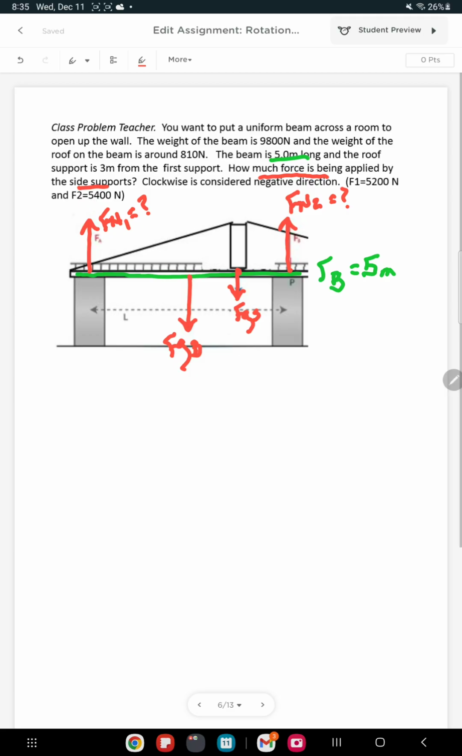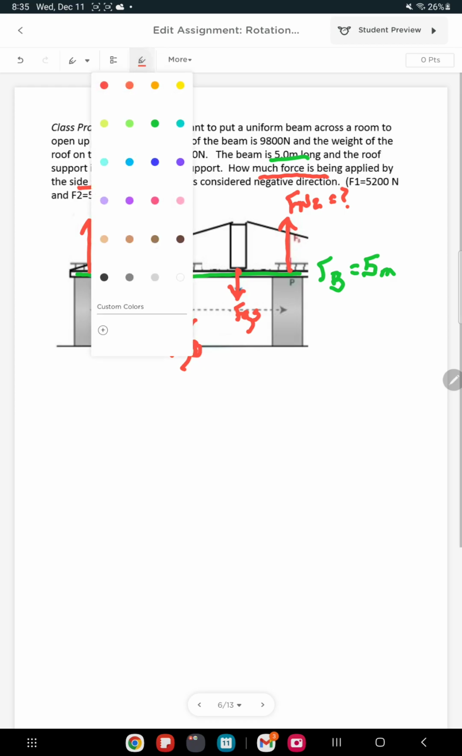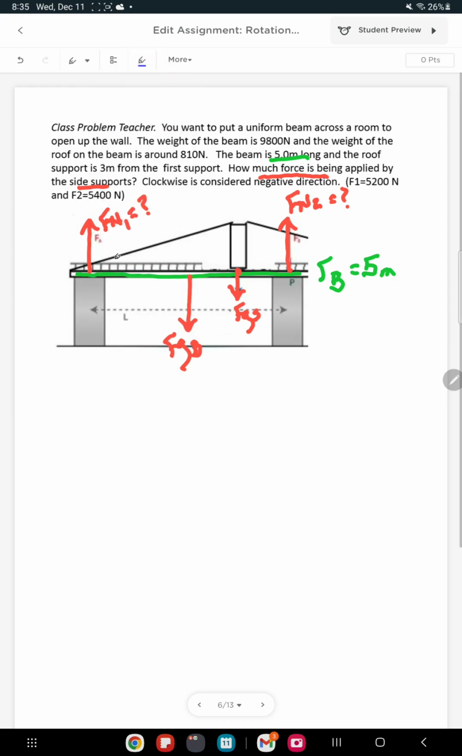We do know one more thing. We know the distance to the roof structure from this support force. So we know this radius, or this distance. You'll see why we're using R in a minute. We'll call it RS, is 3 meters. So we're going to start with forces because that's what it asked for.